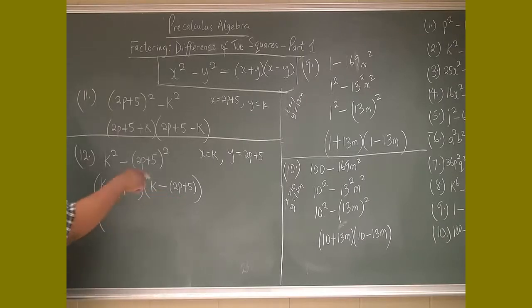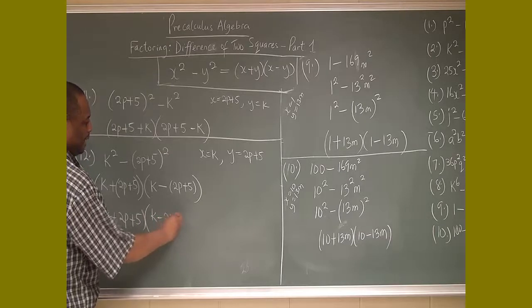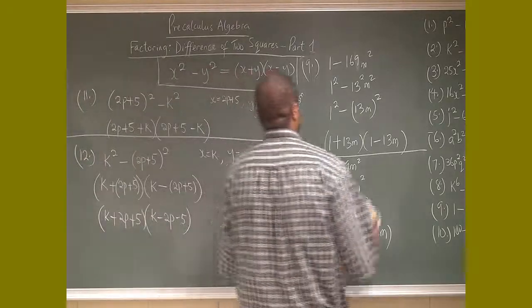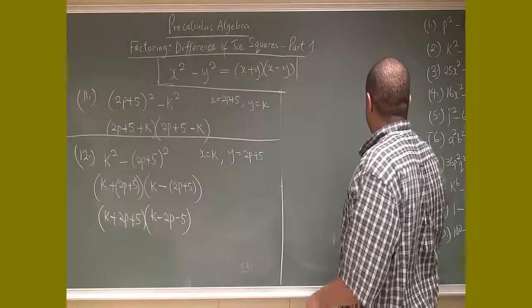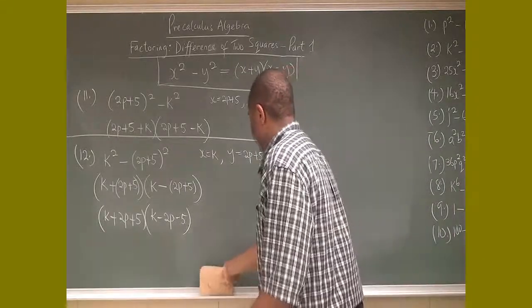So now, let's open up the parentheses. This will be k plus 2p plus 5 times k minus 2p minus 5. So that when you expand that, it gives you back this. Trinomial times trinomial. Next one, question 13.